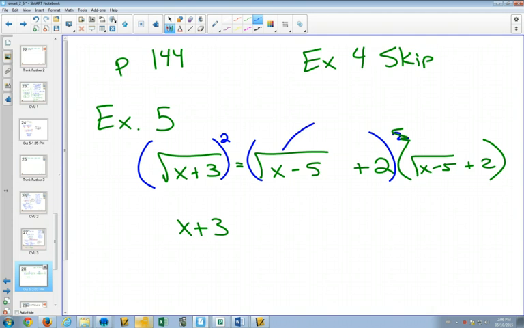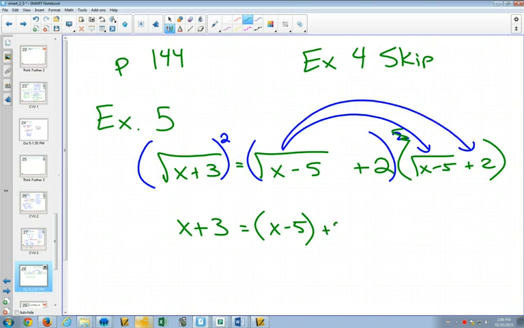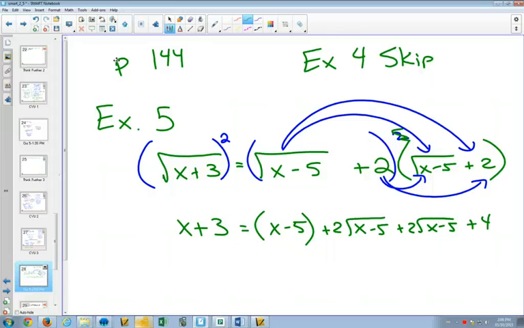Now when we multiply this times this, we're going to just get x minus 5. Can you see that the square root of x minus 5 times the square root of x minus 5 will just be x minus 5? When you multiply this times this, you're going to get plus 2 square root of x minus 5. And these ones, another plus 2 square root of x minus 5. And finally, 2 times 2 will be plus 4. Combine all our like terms.